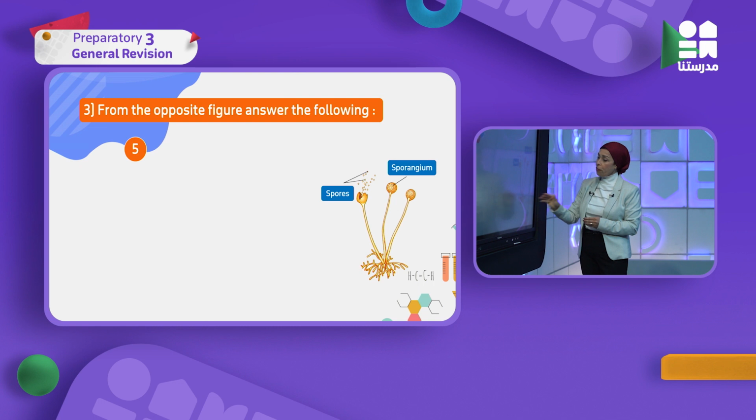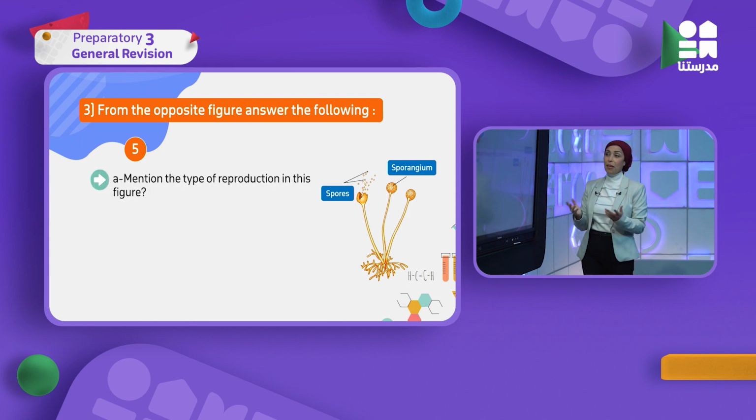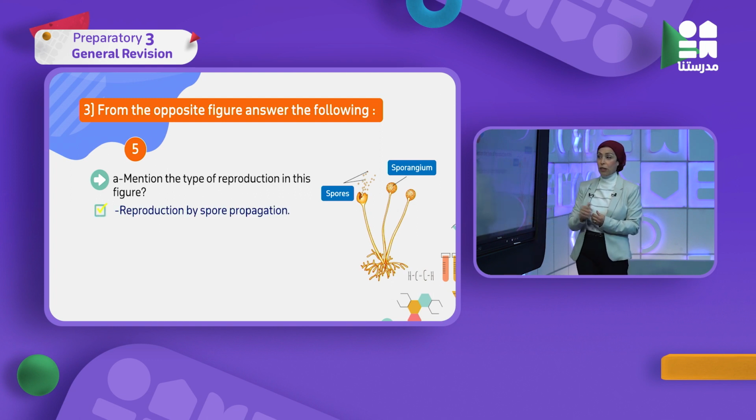Here I have another living organism which is sporangium and spores. طيب هيسألني أكيد question مهم جدا. Mention the type of reproduction in this figure. You know it's a asexual reproduction but اسمه إيه؟ اسمه spore propagation. يبقى it's reproduction by spores propagation.